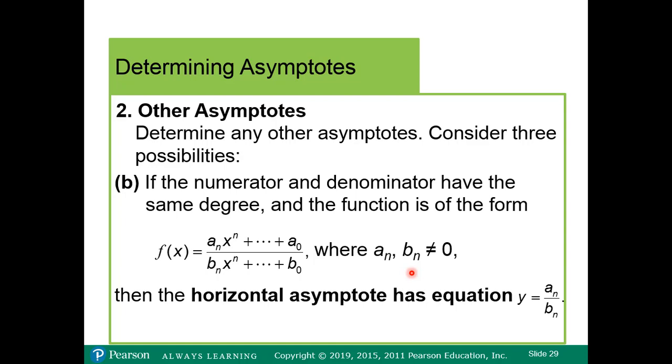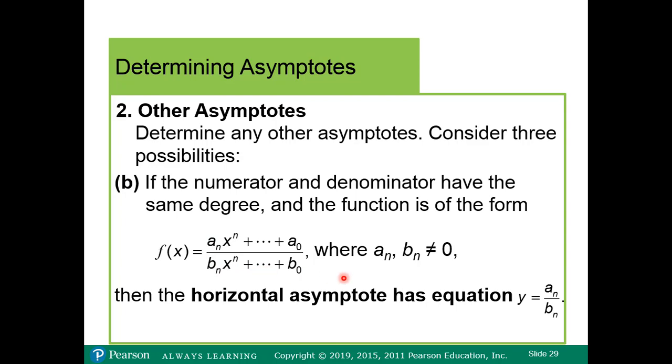B, if the numerator and the denominator have the same degree, then the function is of the form given by this, right? This is the same degree. Then the horizontal asymptote is actually the ratio of the leading coefficients. The basic reason is that as x gets really, really big, the controlling feature of the top and the bottom is going to be the first term. So if x gets really, really big, this fraction is going to get closer and closer to just this, which reduces to a_n over b_n. And so that's why we can say that conclusion.